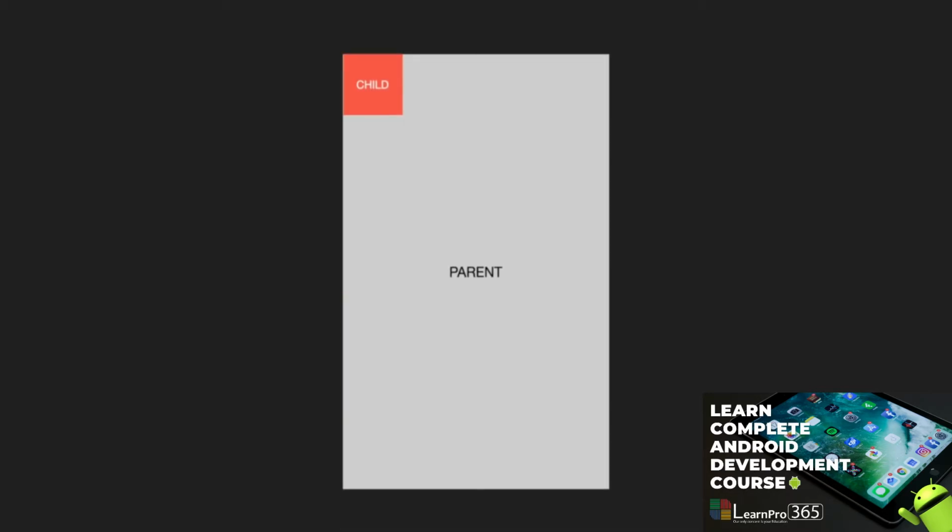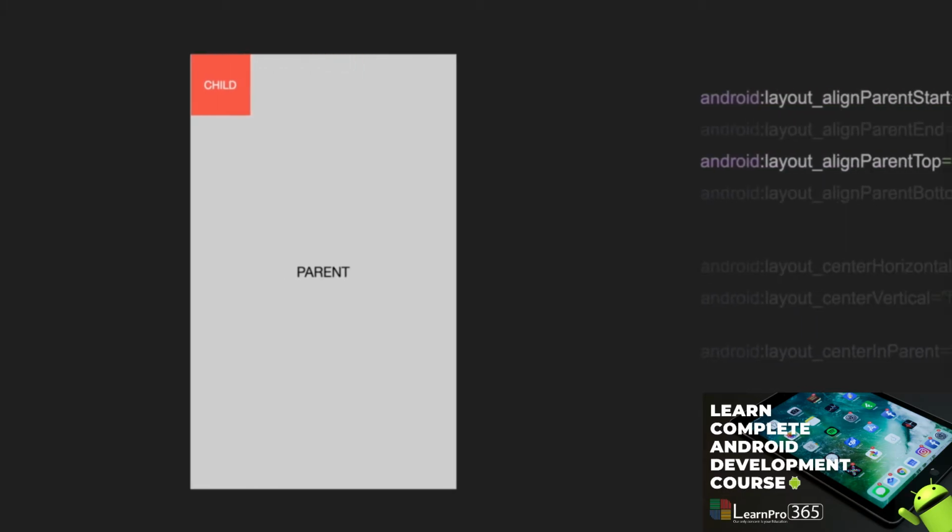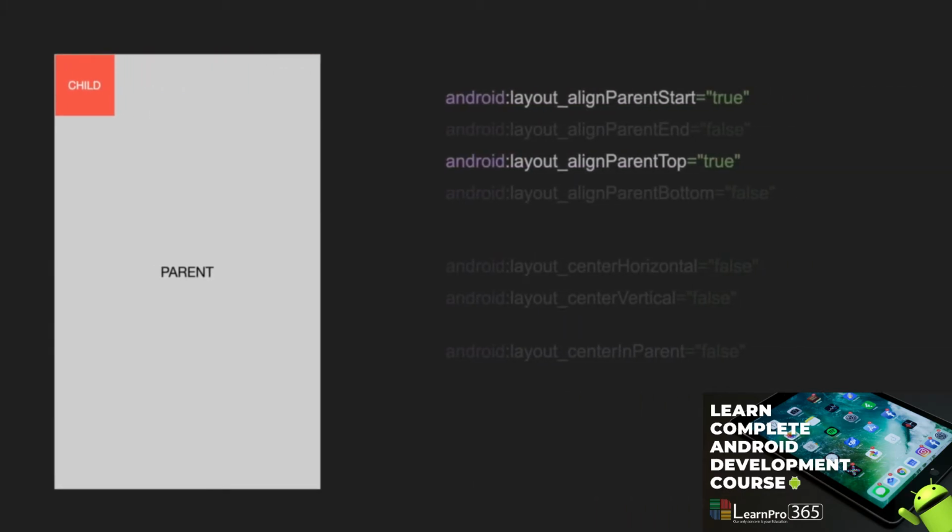Let's say we have a child view in the relative layout, which is the parent. We can align this child to the top left corner using align parent start true and align parent top true. The other attributes like align parent end, bottom, horizontal, vertical, and others are set to false by default.